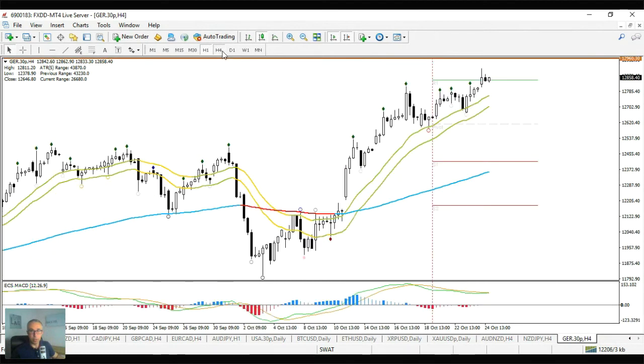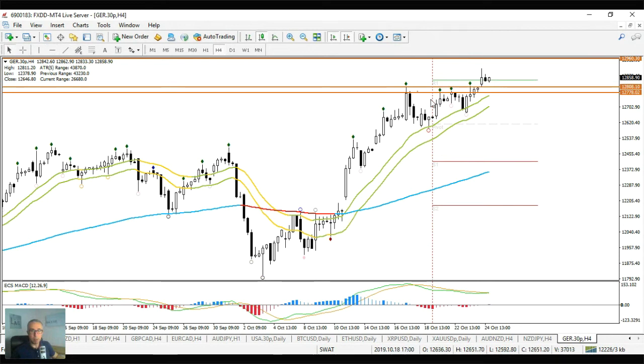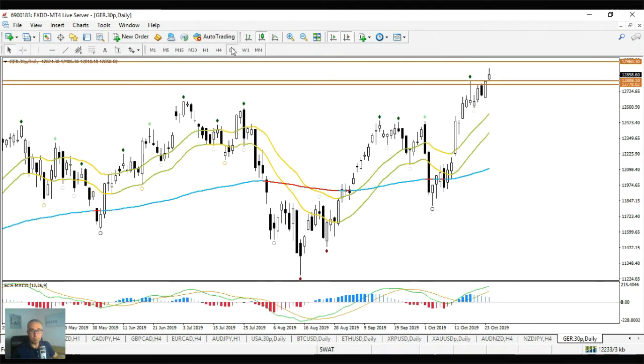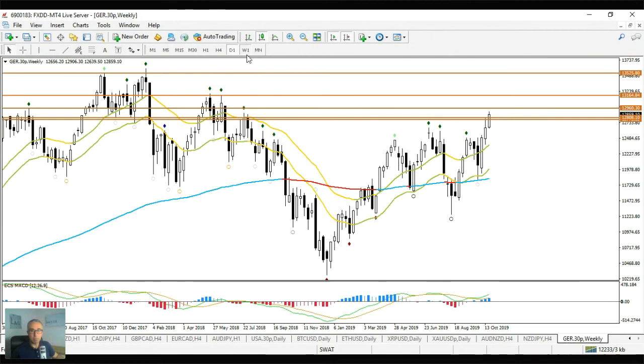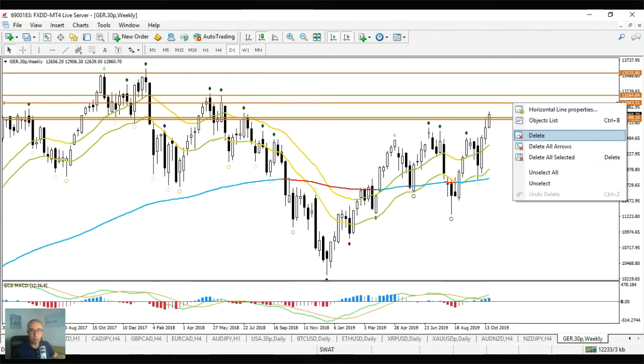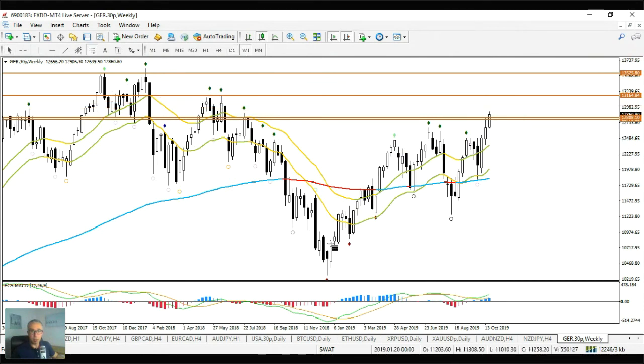DAX, that looks bullish to me. More than Dow Jones. Breaking above these fractals that are sailing above the 21 EMA. Very good momentum. Looks like there's more space if I put a fib from here to here at least.